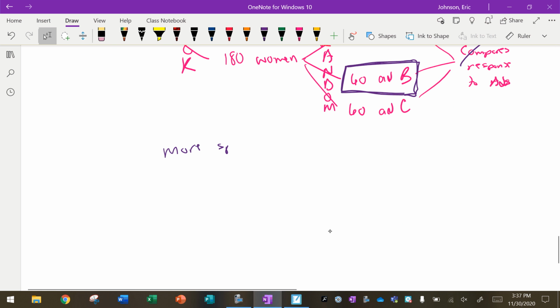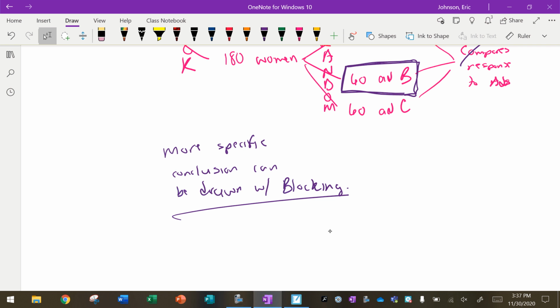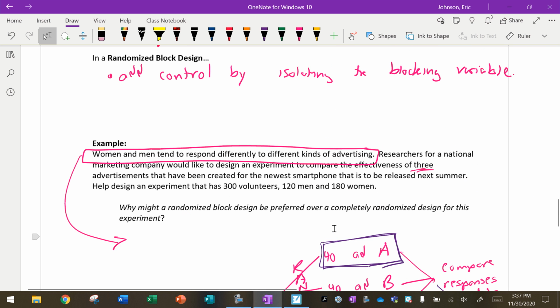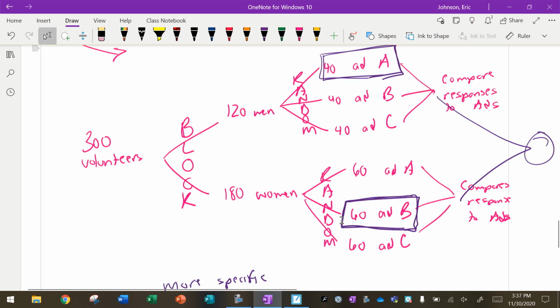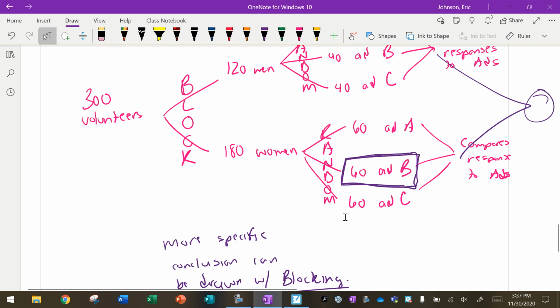A more specific conclusion can be drawn with blocking. And I said, go back up to the top real quick. All right, when I said add control by isolating the blocking variable, we're isolating the variable of gender, and we're going to see how the treatments work within each of those categories of male and female.